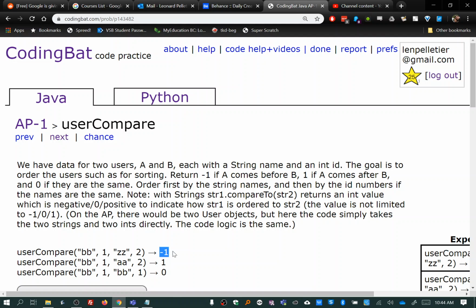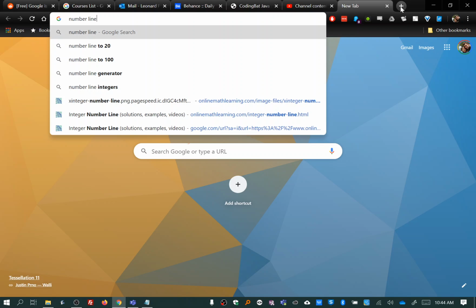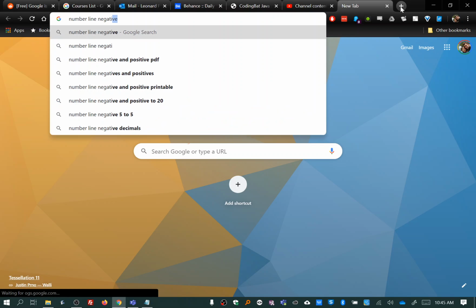So here's the deal. You return -1 if the first user wins. In other words, the first user should come first in order. You return +1 if the second user should win, and you return 0 if both users are the same. So to make some more sense of that, think of a number line. I think I did this in another video, but I'll bring up a number line with negative and positive.